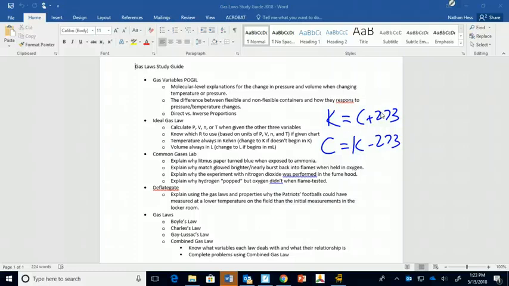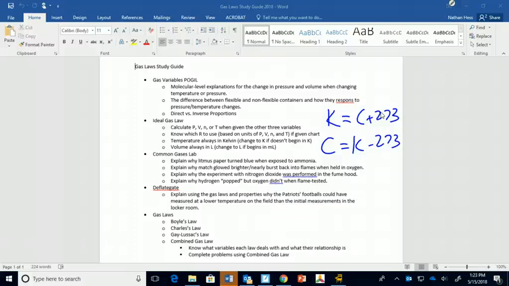And last but not least, why did the hydrogen pop when we flame tested it, but the oxygen didn't? Hydrogen is combustible. It will burn. Will oxygen burn? No. Everyone thinks it does, but it doesn't. Otherwise, every time we lit a match, the whole world would blow up. This would be a slight issue. Are we cool?